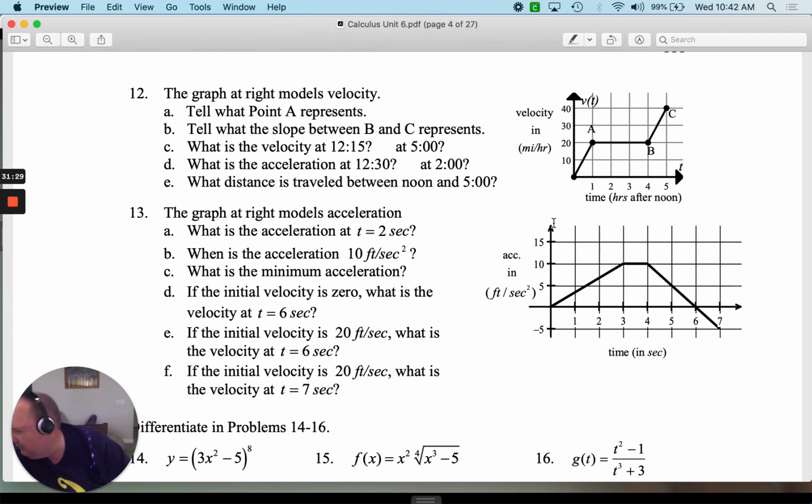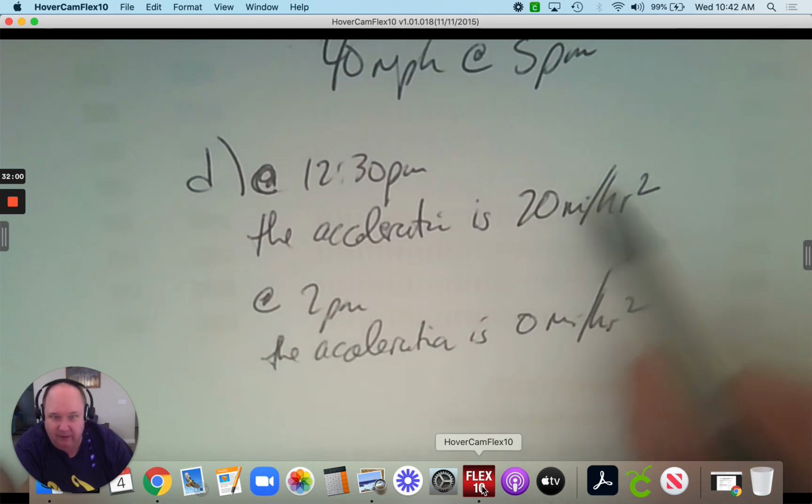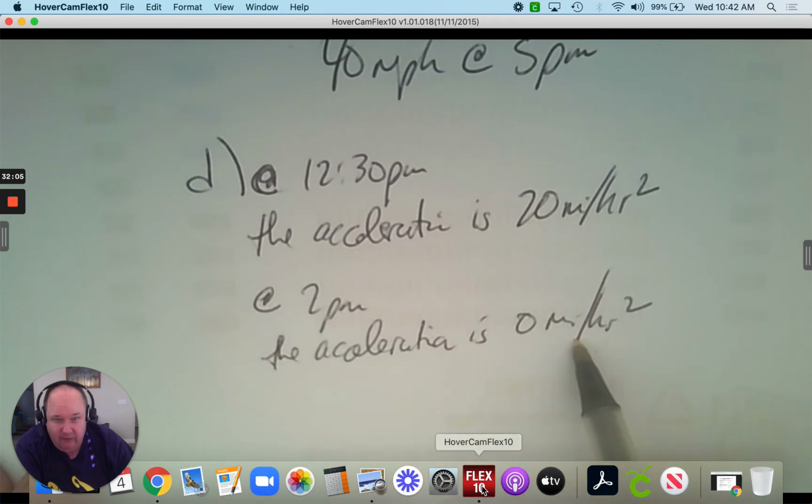And then what was the other one? At 2 p.m. So at 2 p.m., it's flat. The slope of a horizontal line, the acceleration 0. So it's still moving forward, but it's not accelerating. So at 2 p.m., the acceleration is 0 miles per hour squared. So there's none because it's just a flat line. So at 12:30 p.m., the slope of the line is 20, and the slope of the line at 2 p.m. is 0.